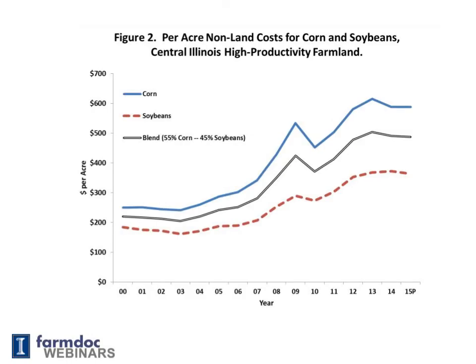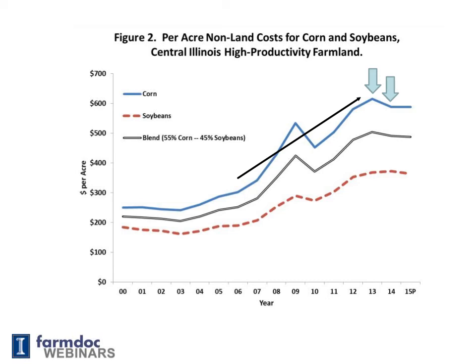Next, we'll turn to non-land cost, and this is figure 2 from the Farm Doc Daily article, and it shows non-land cost. Non-land cost increased between 2006 through 2013. In 2006, non-land costs were $302 per acre. They increased or doubled up to $615 an acre in 2013. That period was also the period when we saw higher commodity prices. Non-land cost, again, $615 in 2013.